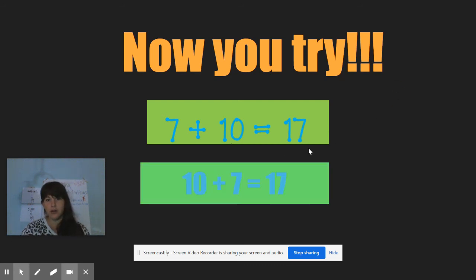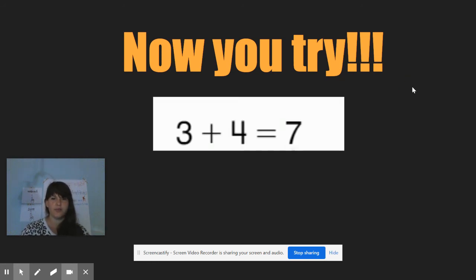All right, look, all we do is just switch those two add-ins. We had a 7 first and then a 10. This one has a 10 first and then a 7. So those add-ins just switch their spots. Same exact problem, just looks a little different, same exact answer.